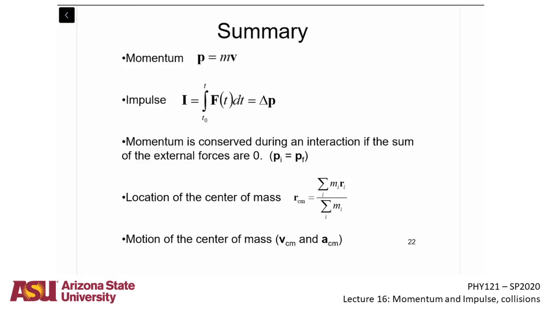Momentum is conserved during an interaction if the sum of external forces is zero. I want you to think about this as analogy to the internal energy of the system being conserved if no external work is being done on it. Okay? Then we define this property called the center of mass, which is the weighted sum of all the masses in the system. And we showed that the motion of the center of mass, the velocity and the acceleration, are related to the net forces acting on the system, right?